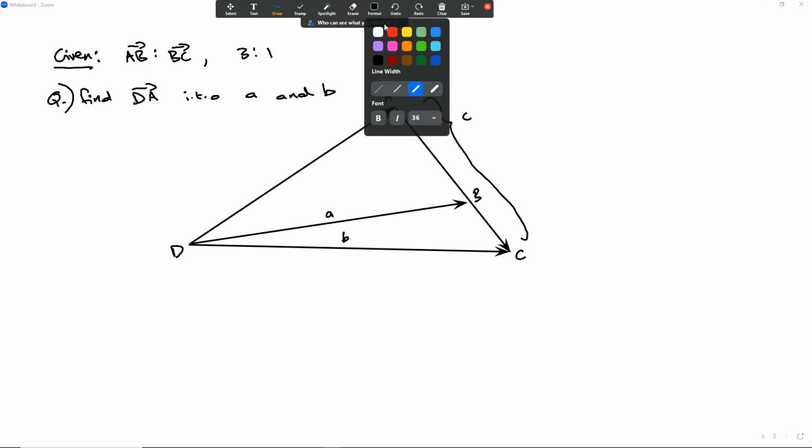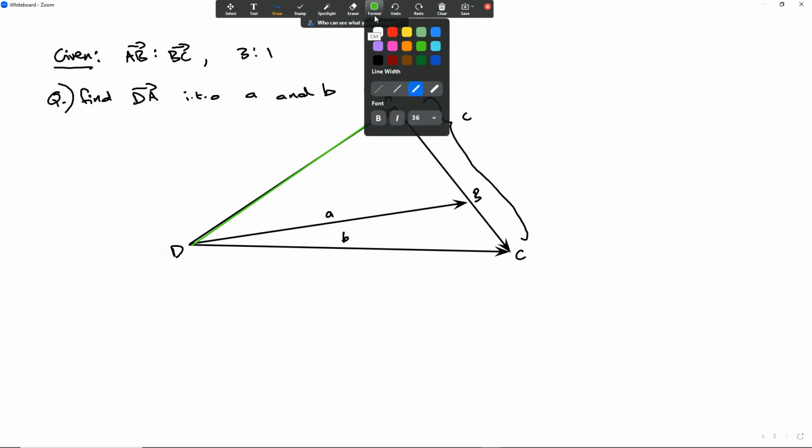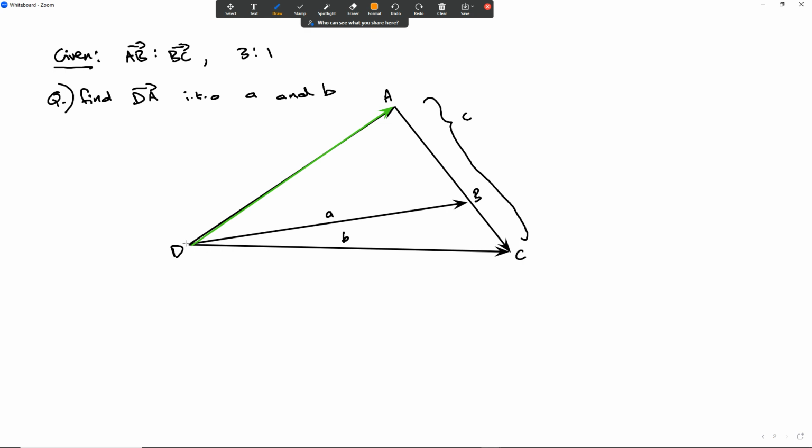All right, let's have a look at this question now. It says, find dA. So we want to find vector dA. Our goal is to go from there to there. I want to find vector dA in terms of A and B. I need to find all these missing pieces. I first need to know how I get from D to A. I need to choose a pathway. So I can go like this: I can go from D to B, and then B to A.